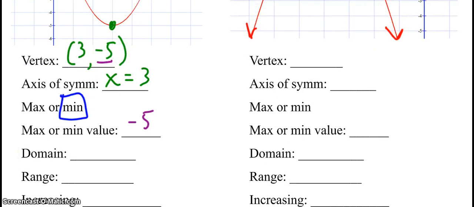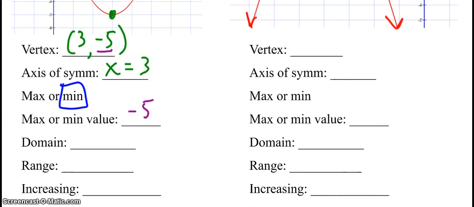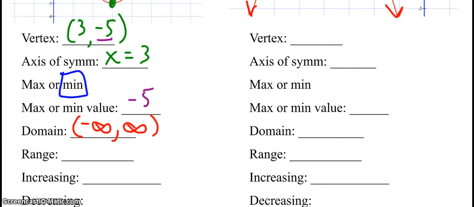The domain, so notice that this graph, although it's going up, it is also continuing to go to the left. And here it's going up, but it is also continuing to go to the right. And it is including everything in between. And so the domain, and this is actually true for every quadratic function, the domain is going to be -infinity to infinity.